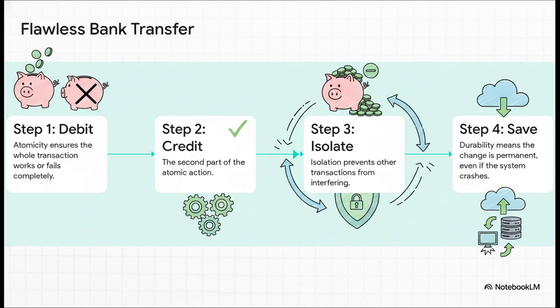Let's make this super clear with a bank transfer. First, atomicity. This means that the whole transaction is an all-or-nothing deal. You can't take money from one account without putting it in the other.